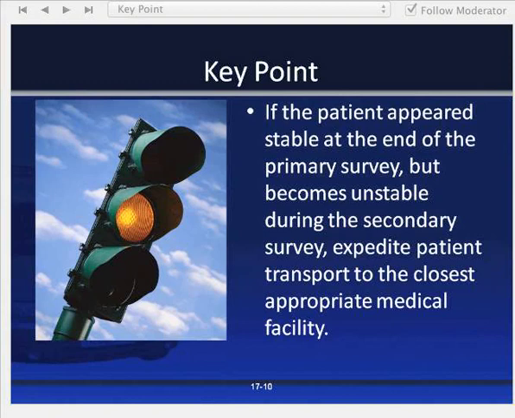And this concludes the secondary assessment section under patient assessment. Next, we're going to follow up with the secondary survey by going on to the head-to-toe physical examination.